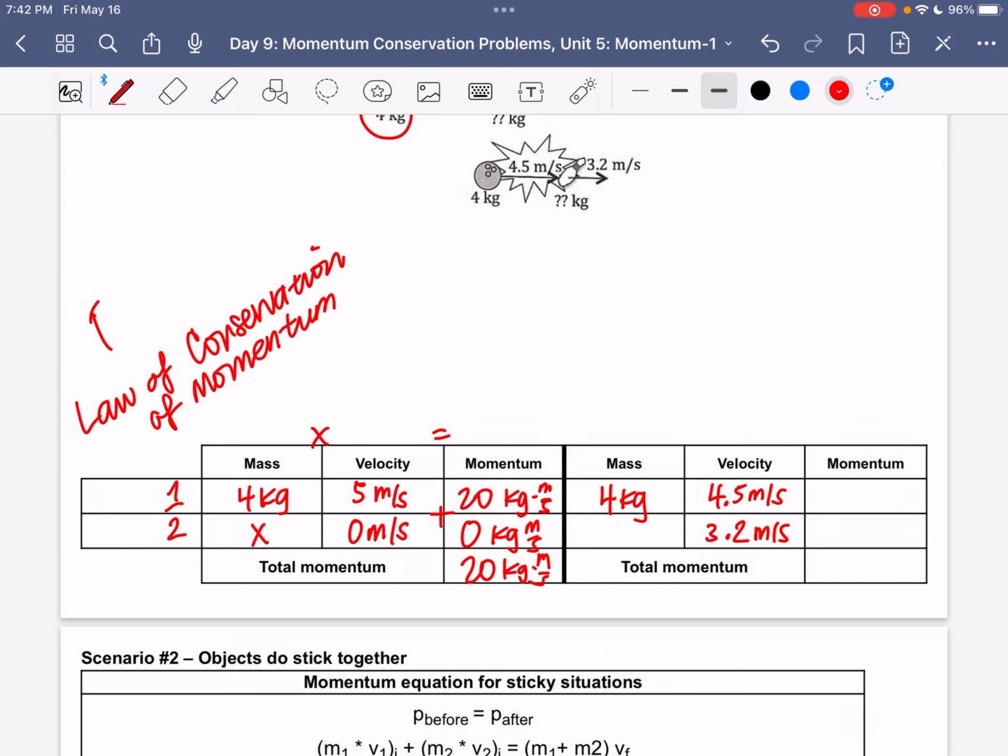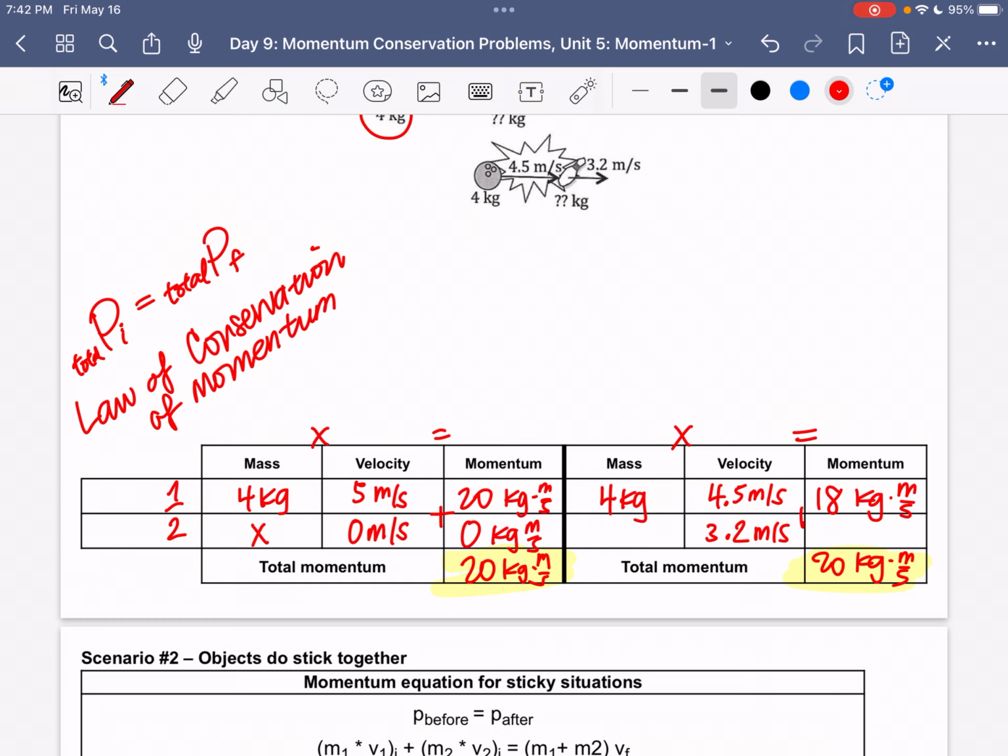Which again says that the total initial momentum is equal to the total final momentum. So these need to be the same number. So because we know that, we'll put 20 kg times m/s back there. Okay. Now, we know that 4 times 4.5 will give us the momentum. So let me do that real quick. It is 18 kilograms times meters per second.